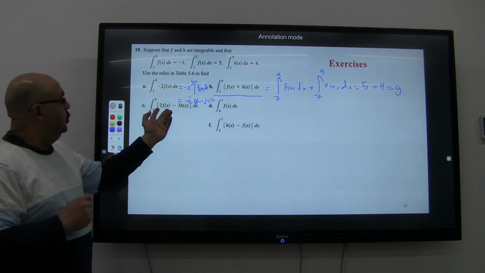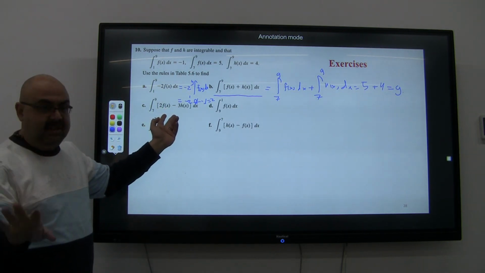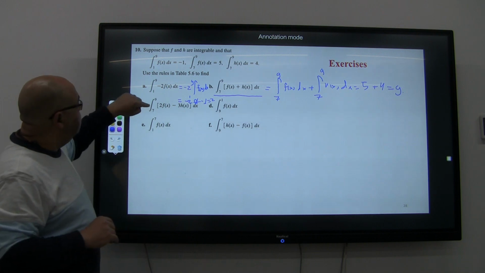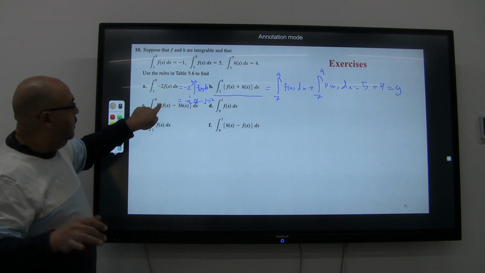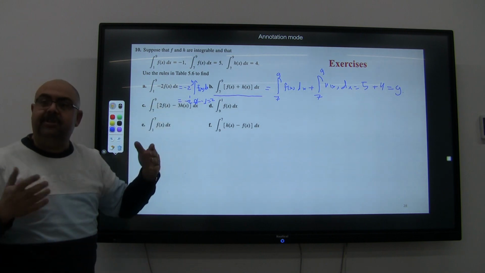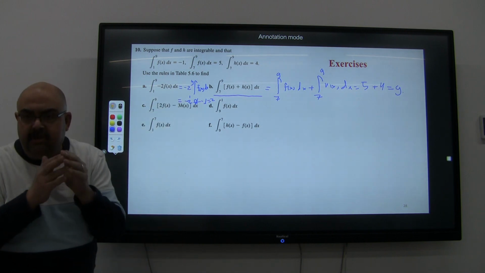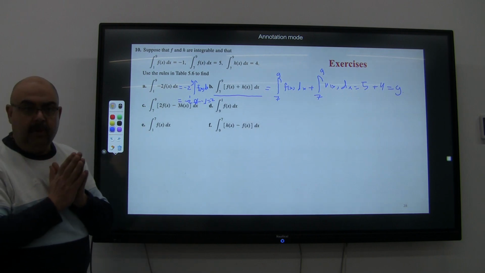For this one also, which is really very simple, exactly in a similar manner, you will get 2 times the value of the integral of f of x, which is simply 10, minus 3 times 4, which is minus 12. But please write it. Okay?